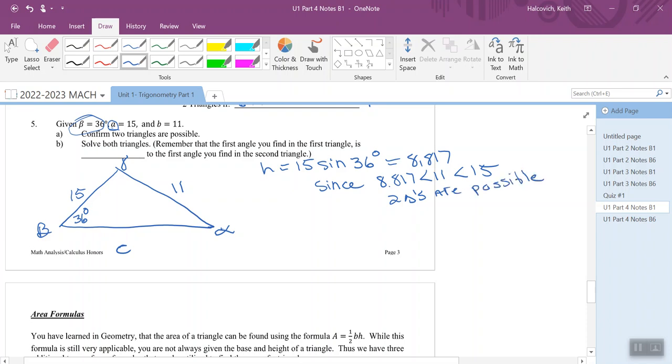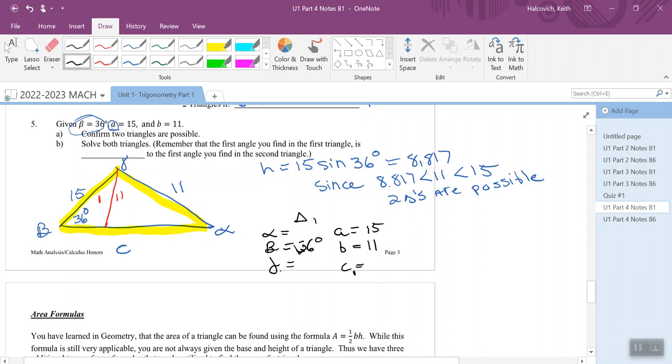And here's how you draw those two triangles. You're going to draw basically a line down here, and this is going to be side B as well. So this is your first triangle, and the big triangle is your second triangle. The first triangle is the small one, the big one is the second one. If you look at triangle 1, remember the angles are alpha, beta, gamma, and then you have side A, B, and C. What you were given was beta is 36, side B is 11, and side A is 15. So everything else is going to be unique to the first triangle.